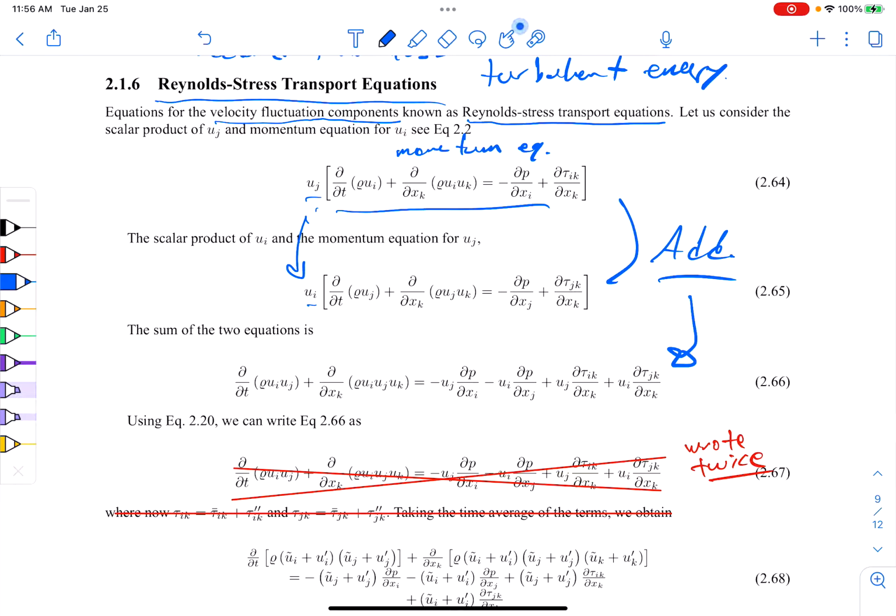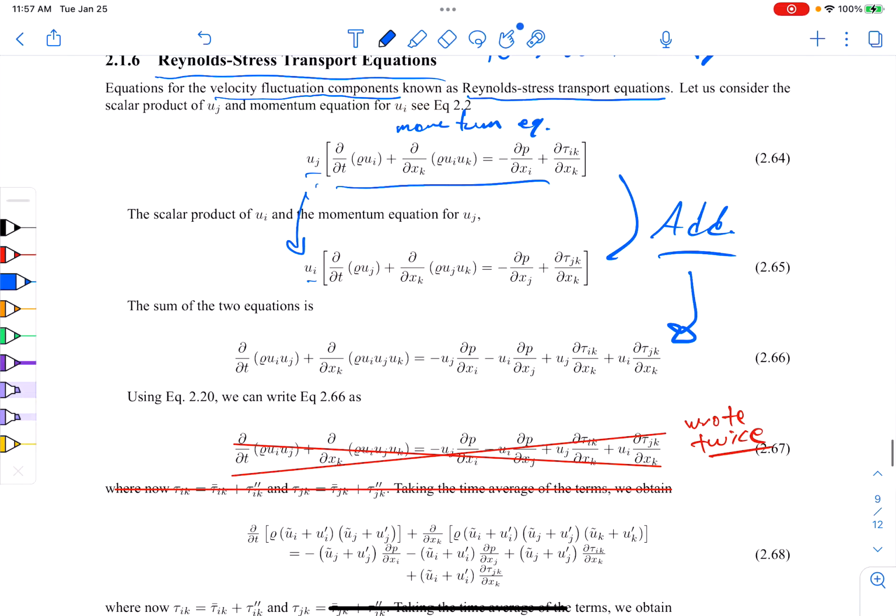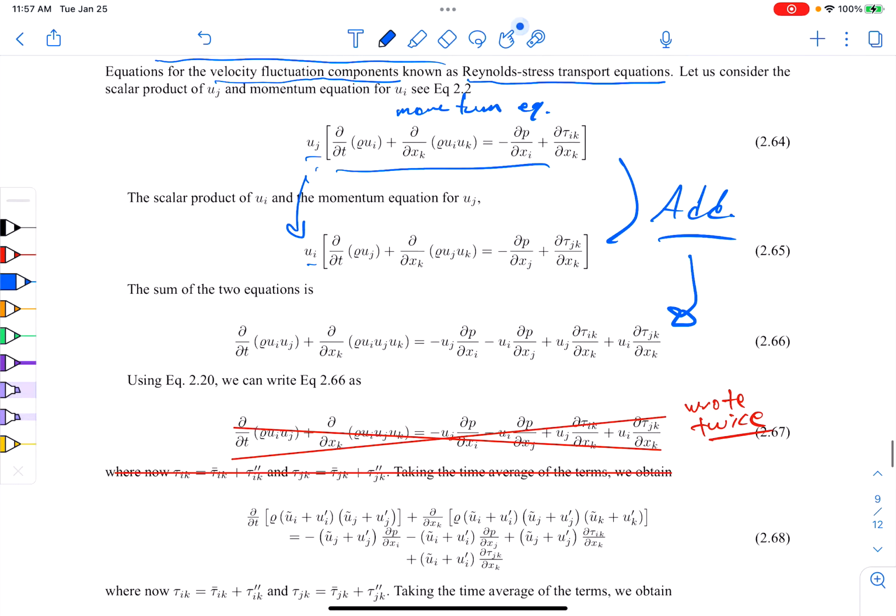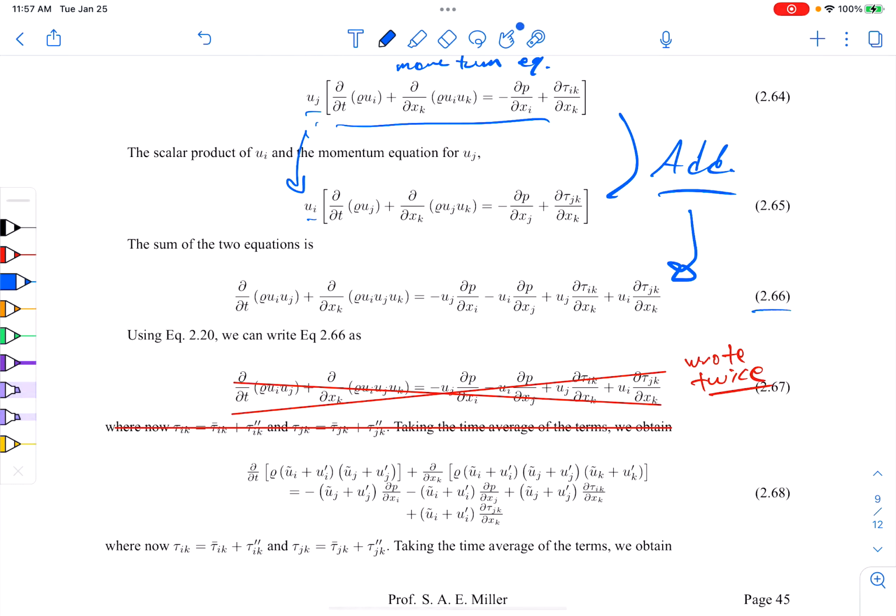And you'll see that this equation is a lot like equation 264 in itself. And here I made a typesetting error and actually wrote 266 twice, so you can just cross this out like I did in red.